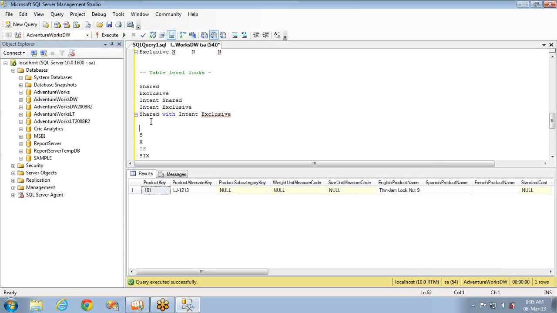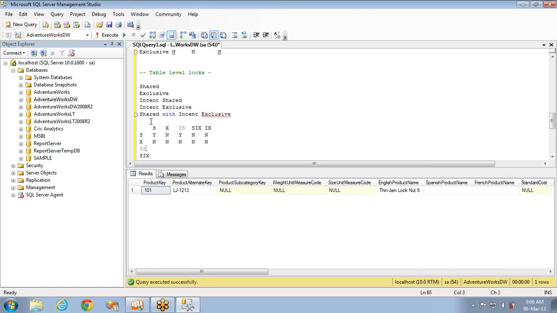Now let's see how these are compatible. I'm taking the same here, S, X, IS, SIX, and this is not mandatory for interview purposes, but it's always better to keep in mind. Shared can be set on shared, fine. Exclusive and shared, it is no, that is N. And intent shared and shared can be set, that is yes. And shared intent exclusive and this one no, and this one no. And you know exclusive lock cannot be set with anything, so no for everything.